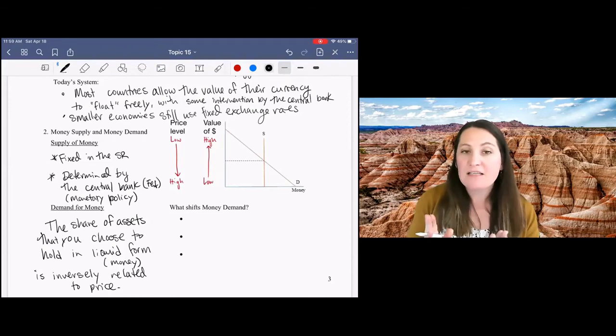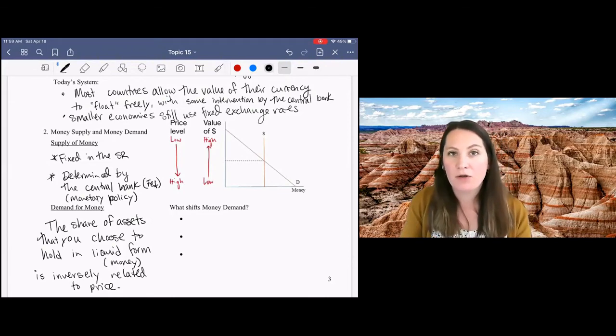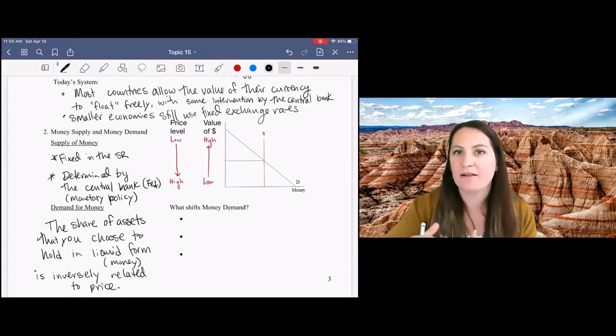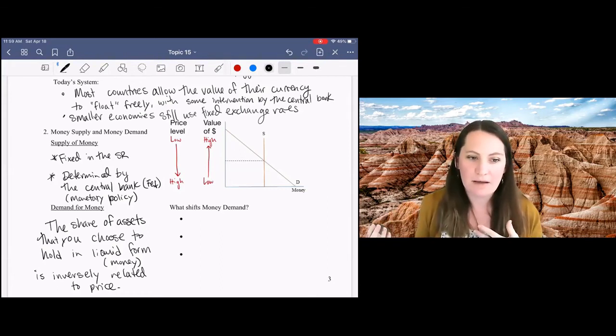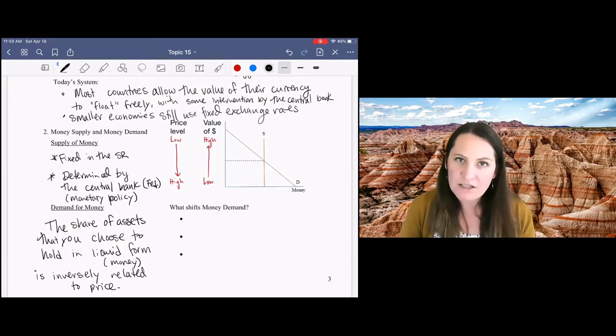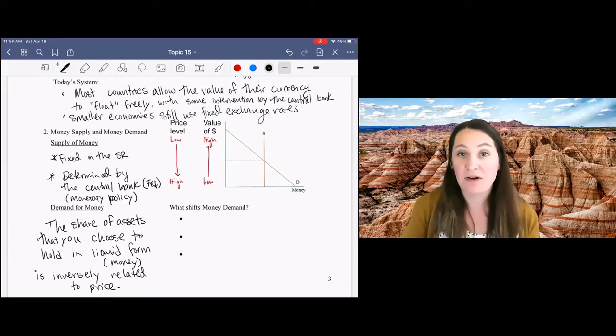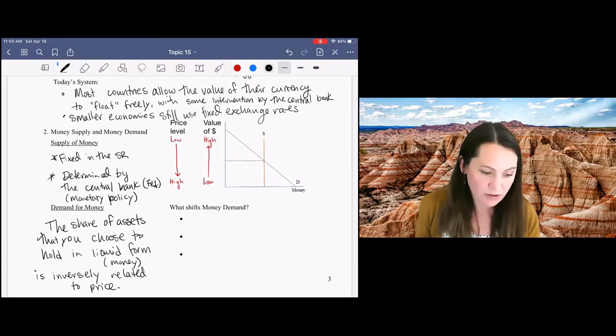Now, money supply shifts when the Fed decides. If the Fed decides to expand money supply, they'll expand it. Contract money supply, they'll contract it. And we're going to talk about the tools they have to do that, because it's actually a little bit complicated, in a future video. But what shifts money demand has to do with the preference over how much money consumers want to be holding.